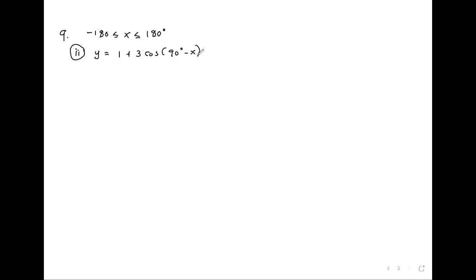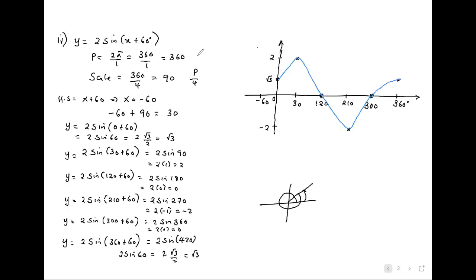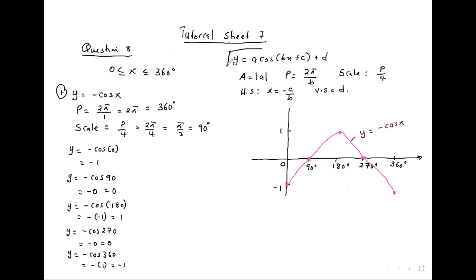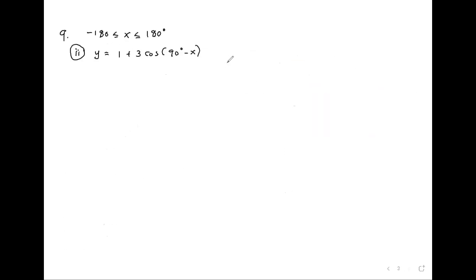So if you look at how it is, you can see that it's not in the standard form. The standard form is this one here. So this means that we have to rewrite it. So it will be 3 cos negative x plus 90 degrees plus 1. We have some work to do inside here. The b is always supposed to be positive so that it gives us a positive period. So you would factor out. So we have cos, you factor out a negative, and then you have x minus 90 degrees, and then plus 1.